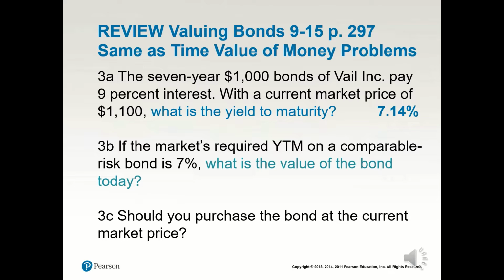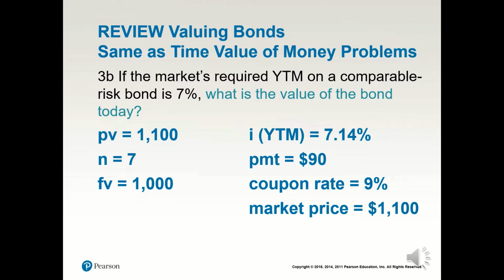Now let's tackle the second part of the question. If we were to compare this bond to other bonds of comparable risk in the marketplace, those bonds, we're told, are earning 7% yield to maturity. If all other bonds have the market rate of 7%, what is the value of this particular bond that's paying 9%?